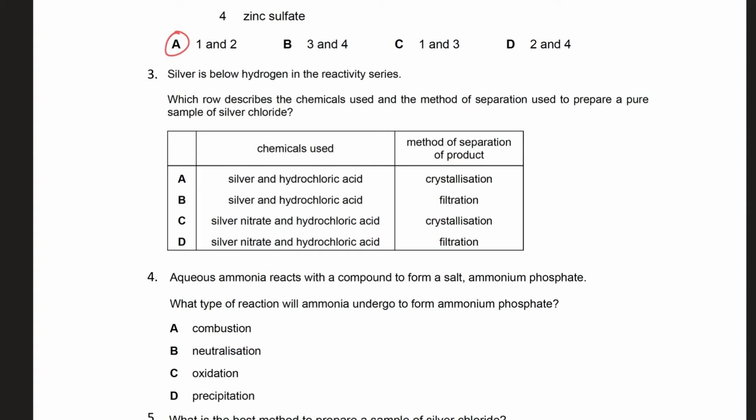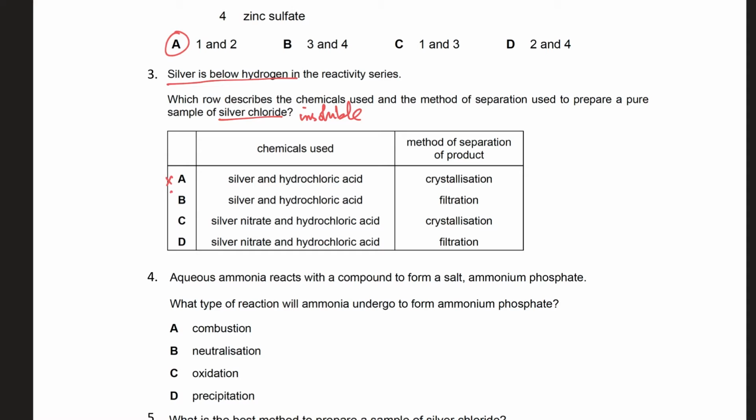Silver is below hydrogen in the reactivity series. Which row describes the chemicals used and the method of separation used to prepare a pure sample of silver chloride? Now you have to remember that silver chloride is an insoluble salt. So because this is insoluble, we use the precipitation method. For the precipitation method, you need two soluble salts that react together. So we are looking for two soluble salts, which will obviously not be A and B because they don't have two salts. They have a metal and HCl, and because silver is below hydrogen, silver will not displace hydrogen, they will not react together.